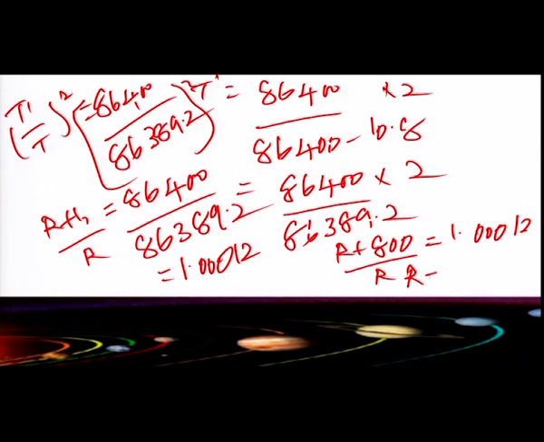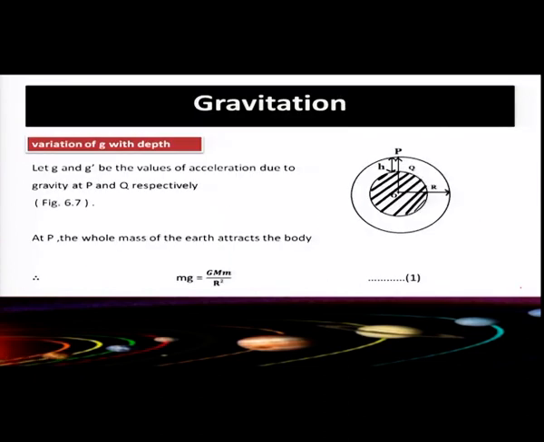Therefore, from this we can calculate what is r. R is 6.66 into 10 power 6 meter. So, therefore, the radius is 6.66 into 10 power 6 meter.